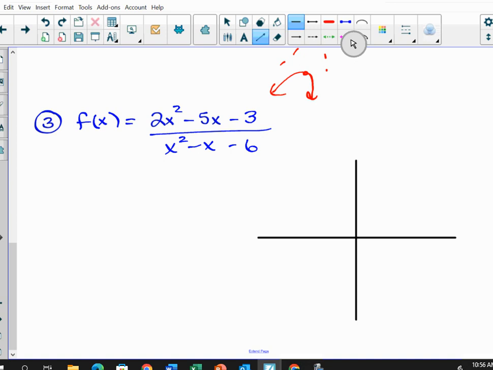Guys, this one's really what we did last class, okay? Because there's no slant asymptote. There's not multiple vertical asymptotes.